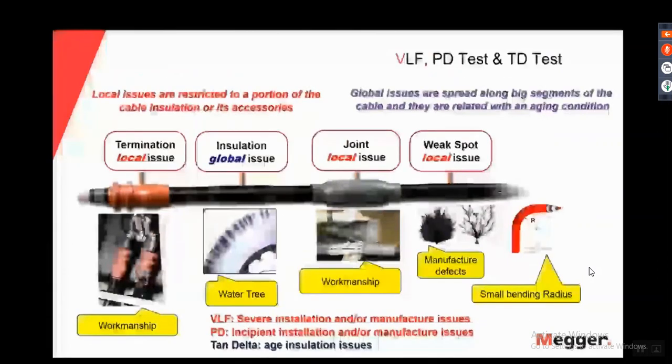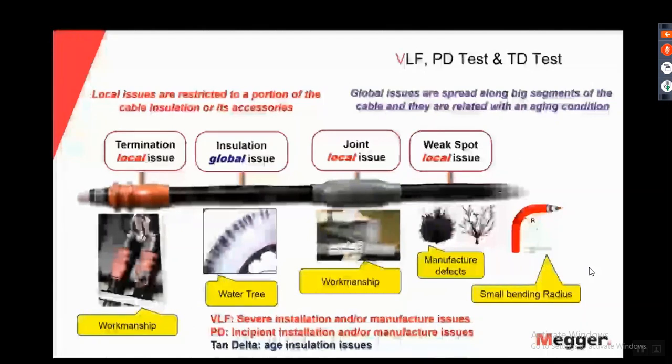In terms of the faults for medium voltage cables, we should distinguish between local issues and global issues. A local issue will be restricted to a portion of the cable insulation or its accessories. And mainly, the local issues are related to poor workmanship or installation products. On the other hand, the global issues are spread along big segments of the cable, and they are related to the aging conditions of the insulation of the cable. So depending on what problem we are dealing with is the test we will choose.